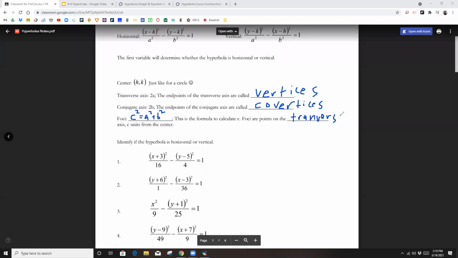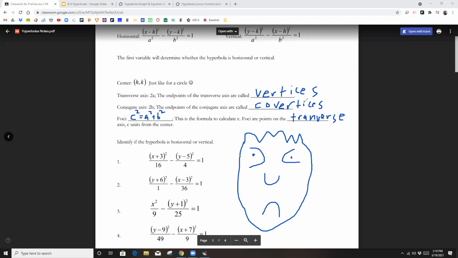So kind of like Pac-Man, if your hyperbola opens up like this, left and right, then your foci will be here and here. If your hyperbola opens up and down, oh, it looks like a sad guy. I didn't mean to do that. All right, looks like that. There you go, my new cartoon.